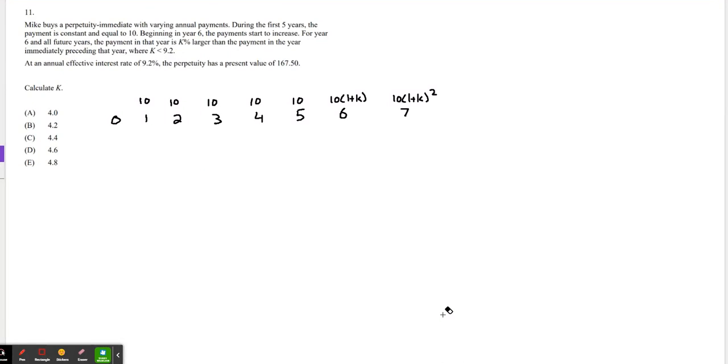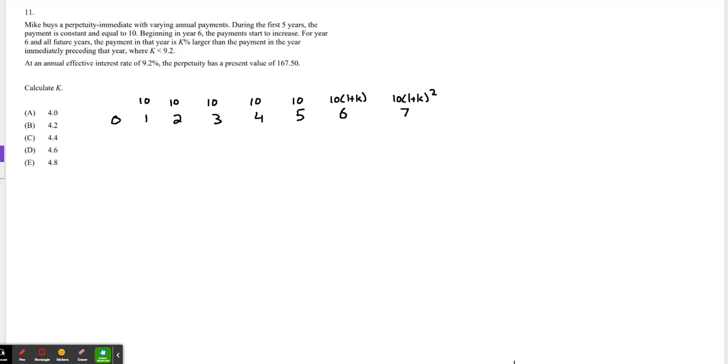Likewise, a perpetuity immediate with varying annual payments. During the first 5 years, the payment is constant and equal to 10. Beginning in year 6, the payments start to increase. For year 6 and all future years, the payment in the year is k% larger than the payment in the year immediately preceding that year, where k is less than 9.2. At an annual effective interest rate of 9.2%, the perpetuity has a present value of 167.50.